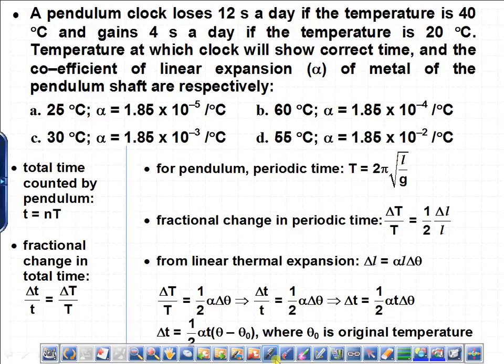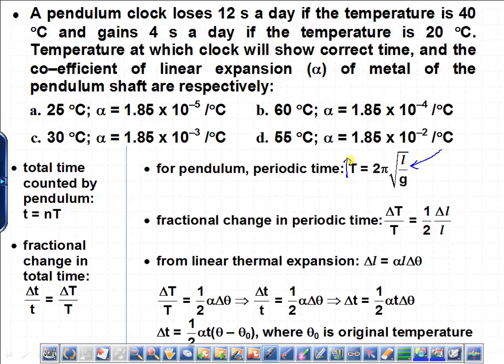Now, the thing to understand is that the pendulum clock loses 12 seconds a day, and the pendulum clock gains 4 seconds a day. Why does this happen? It happens because of variation in temperature. We know that the periodic time of oscillation of a pendulum is given by the formula 2 pi under root of L by g, where L indicates the length, and with increase in temperature, length increases. If length increases, periodic time will increase. That means it is going to take a larger time for the pendulum to complete one oscillation.